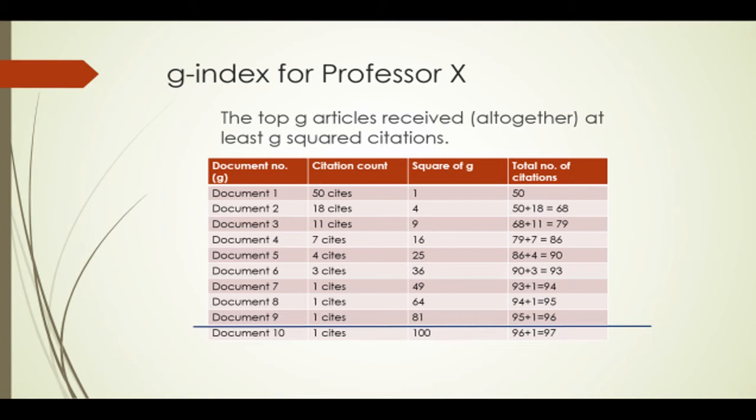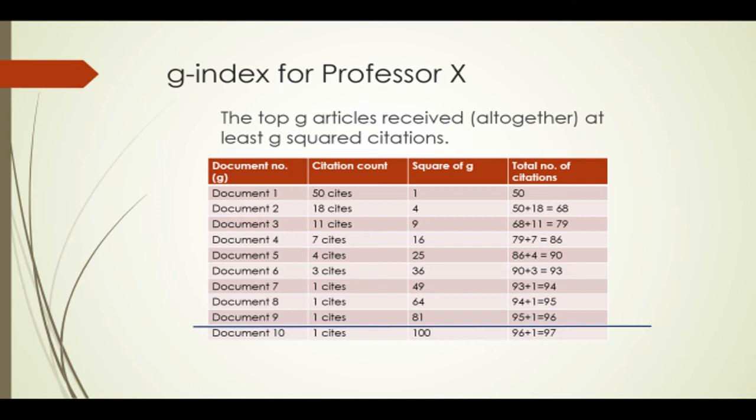Let's move down to article number 7, which has got 1 citation. Article 7, 1 citation is added to the total number of citations, which was 93 when we had 6 articles, and now it becomes 94. Then what is G square? 7 square is 49. Similarly, the 8th article also. Move down to the 9th article, which has got 1 citation added to the total count, which is 95 plus 1, 96. What is 9 square or G square? 81. 96 is more than 81.